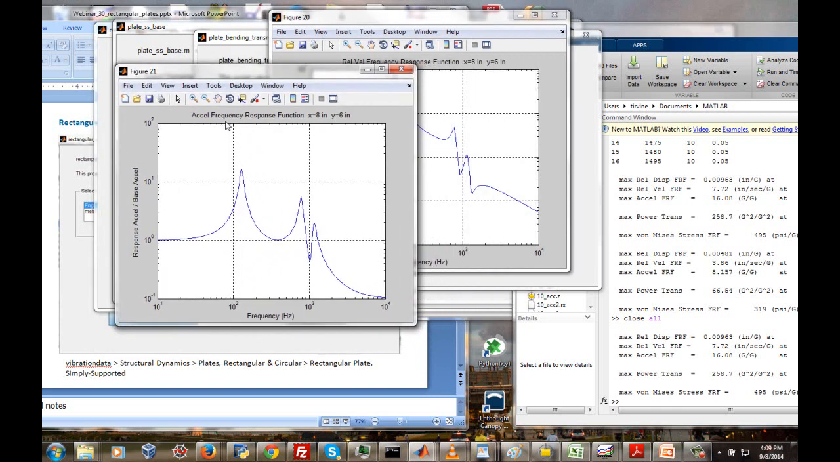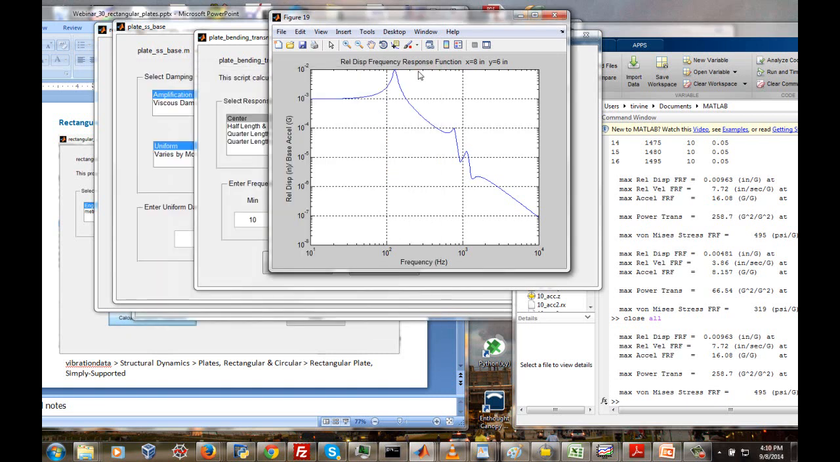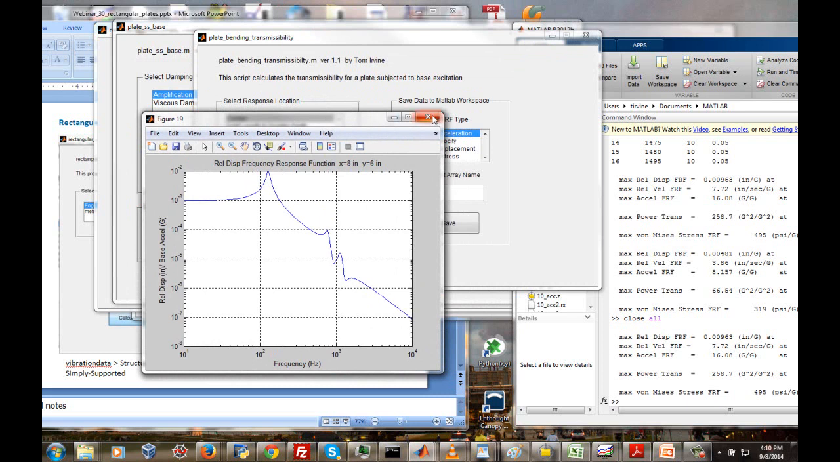And here's the same frequency response function for acceleration, except in this case it's just going to be g out over g in. So response acceleration divided by base acceleration. And here's the relative velocity, inches per second, divided by the base acceleration in g. For relative velocity, or sometimes we kind of wave our hand a little bit and call this pseudo velocity, you can see the pseudo velocity is dominated by the fundamental mode. And then the relative displacement, which we've seen before.